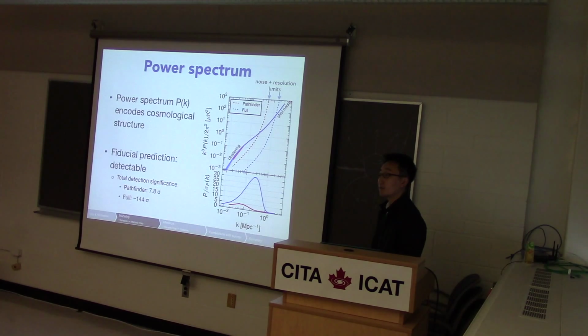How many hours is that? Yeah, so the Pathfinder is 2 years, but with 35% observing efficiency. So 2 years converted to hours times about 35%. And the full experiment is 3 years. How much sky? The Pathfinder is 2.5 square degrees, and the full experiment is 6.25 square degrees.